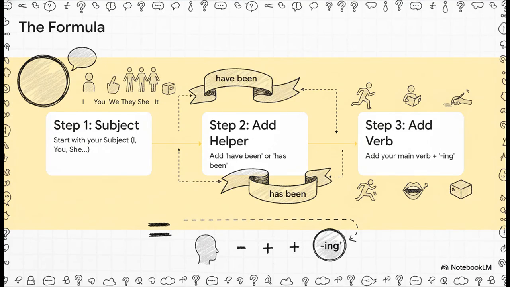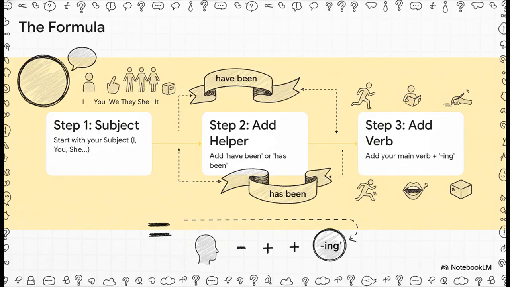All right, let's break this recipe down. Step 1 is easy. You just pick your subject, who or what you're talking about. Step 2, you add the magic words. Have been for I, you, we, and they, and has been for he, she, or it. And finally, step 3, you just take your main verb, your action word, and add ing to the end. That's it. Subject plus have been or has been plus that verb-ing.